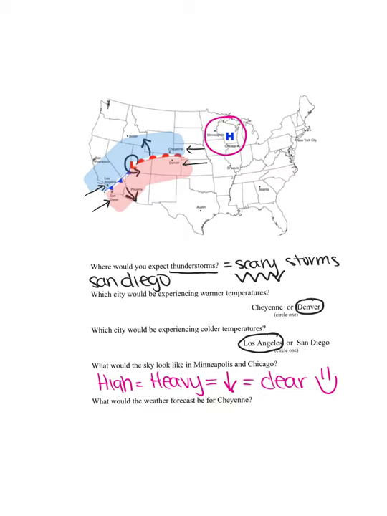All right, and then our last question on here, what would the weather forecast be for Cheyenne? So remember, forecast is what's going to be coming. So if we look currently, Cheyenne is cool. Because here's Cheyenne up here. It's in the blue. It's going to experience a warm front coming though. So it's cool.